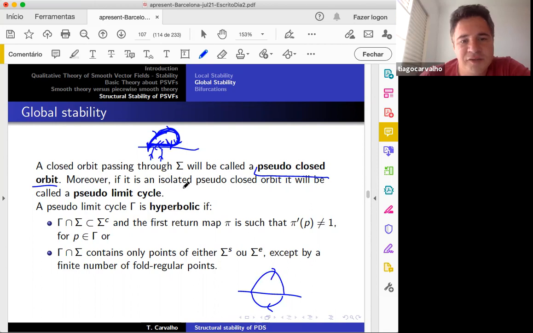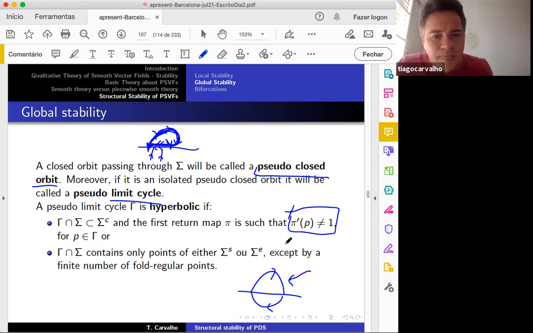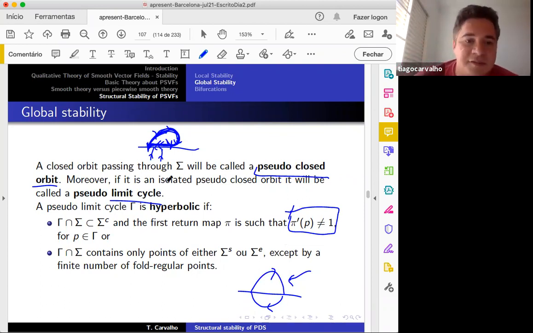Moreover, if it's an isolated pseudo-closed orbit, it will be called a pseudo-limit cycle, following the same names that we used for the smooth case. A pseudo-limit cycle can be hyperbolic. There are two types here. The first one is the crossing limit cycle. This means a limit cycle passing just through crossing points, okay? So a crossing limit cycle is hyperbolic if the first return map has derivative distinct from one, okay? Just like it happens for the smooth case. But there is this kind of pseudo-closed orbit too.